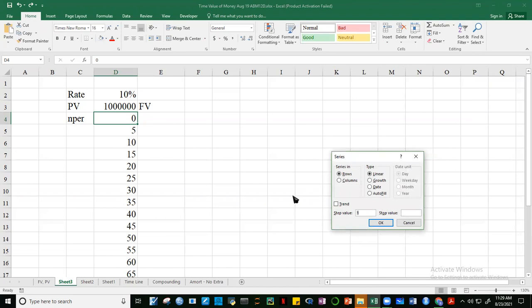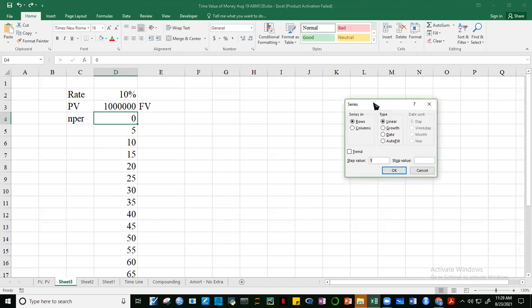Okay, so ito yung mga options natin. Number 1, ano yung position ng series natin? Rows ba o columns? Kung gusto natin pababa, no? So it should be in columns. Okay, so anong type? Merong linear, merong growth, may date, may autofill. So we can generate na may multiplicative. No? Pero linear lang sa atin kasi plus 5, plus 5, plus 5 tayo. Pwede rin date. Okay, so let's just focus on linear.